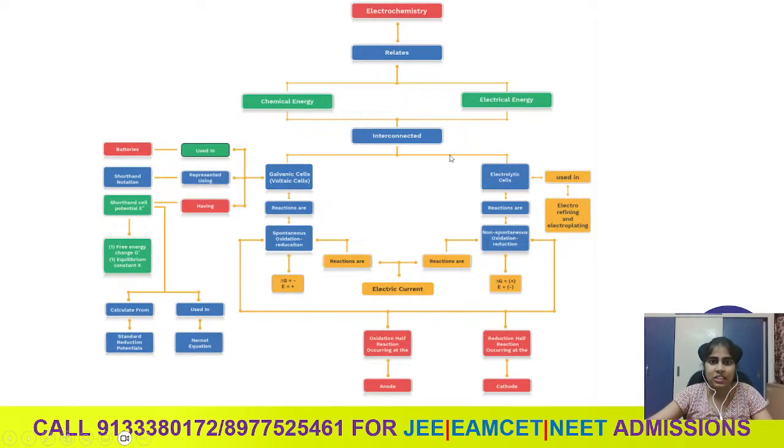So in electrochemistry, we can see how chemical energy and electrical energy are related with each other. They are interconnected. It is divided into two types of cells, galvanic cell and electrolytic cell. We can see these descriptions in the next slides. So this is the entire electrochemistry topic which we need to cover in our class 12.